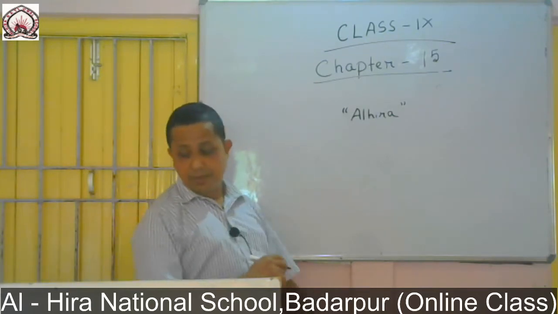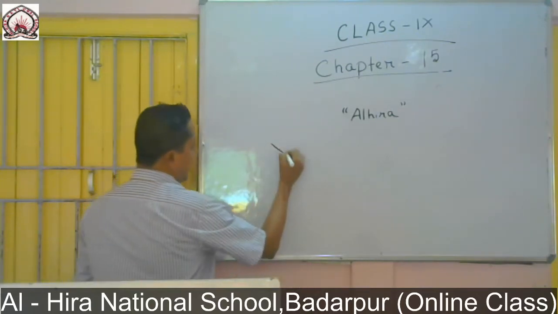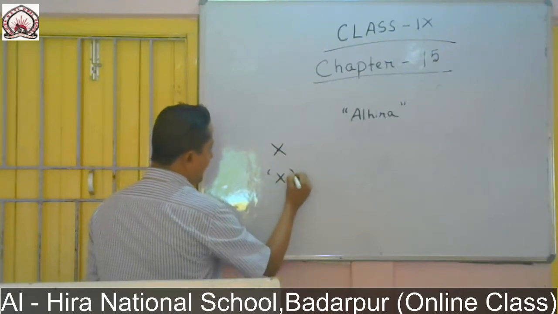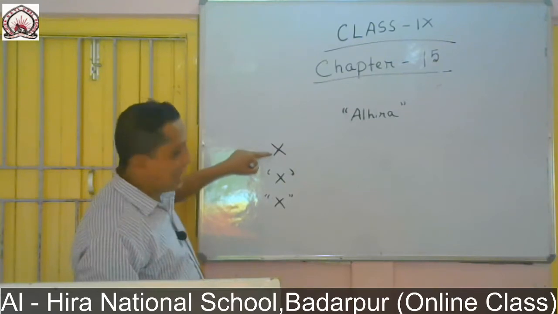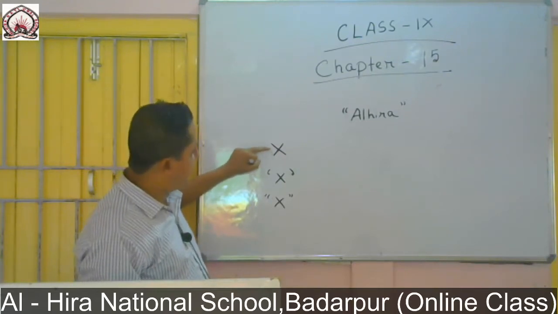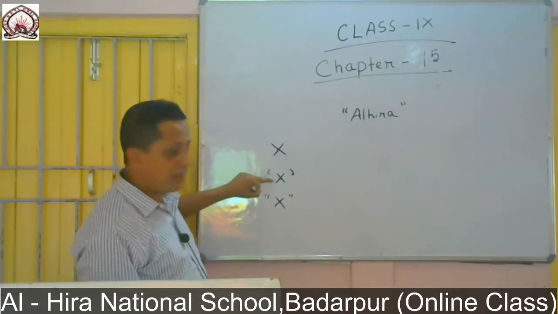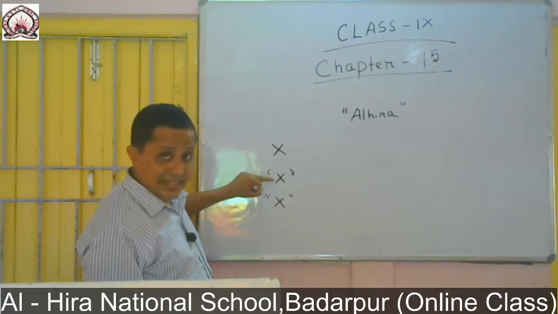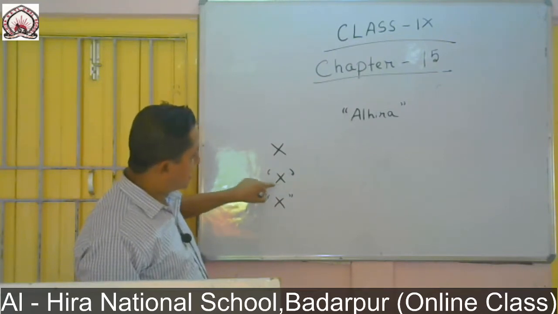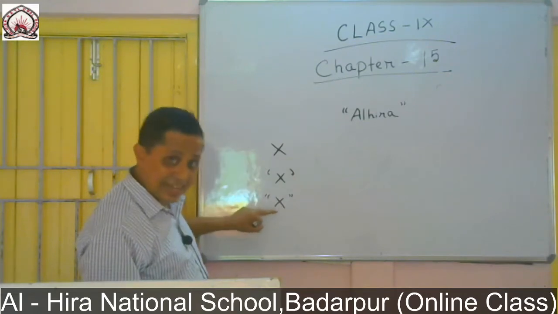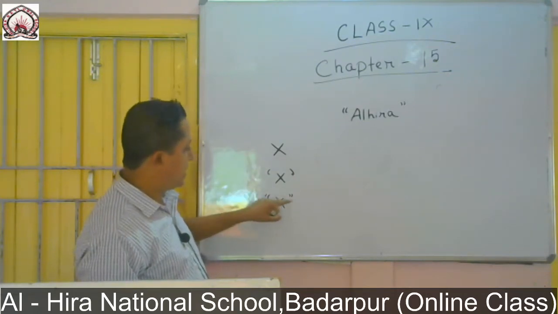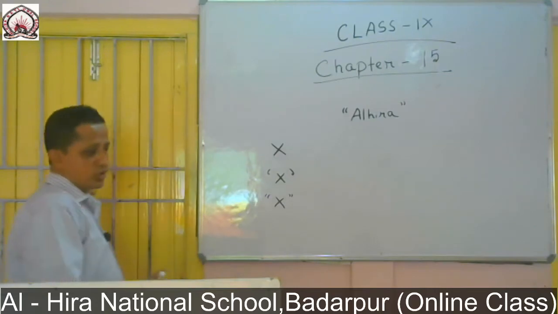Now in your book on page number 281, you find like this, X and 'X' are there. What is the difference? This X is an identifier, it means a variable. This 'X' is a character constant because it contains a single character enclosed in single quotes. This "X" is a string constant which is enclosed in double quotes.